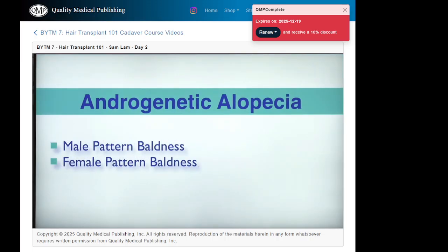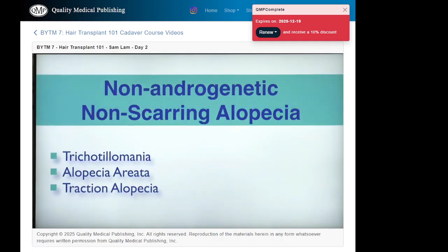I am not going to talk about this because we spent 2 days talking about it. I only put it there for the sake of completeness. So we're going to talk about some examples of non-scarring alopecia.